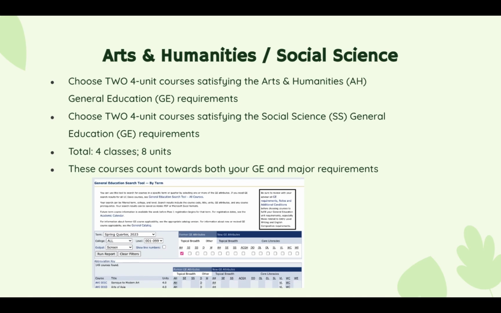For the Arts and Humanities GE, this includes anything from beginning printmaking to elementary Japanese to introduction to philosophy. And for the Social Science GE, it can include anything from introduction to winemaking, drug science and culture, or art science in the world of insects. To find the total list of courses offered for the Arts and Humanities or Social Science GE, you can visit the UC Davis General Education Search tool on the Davis Registrar website.